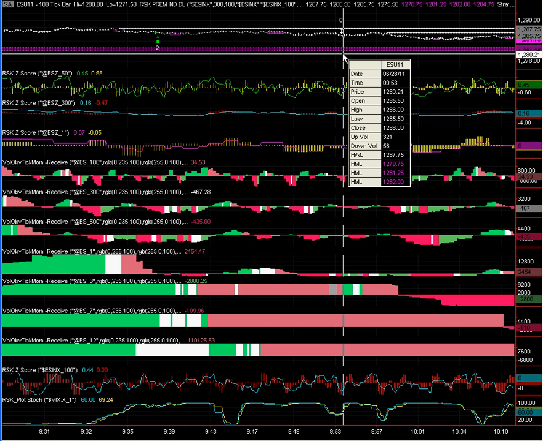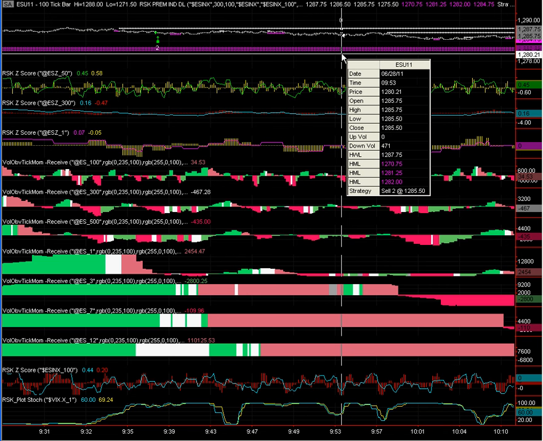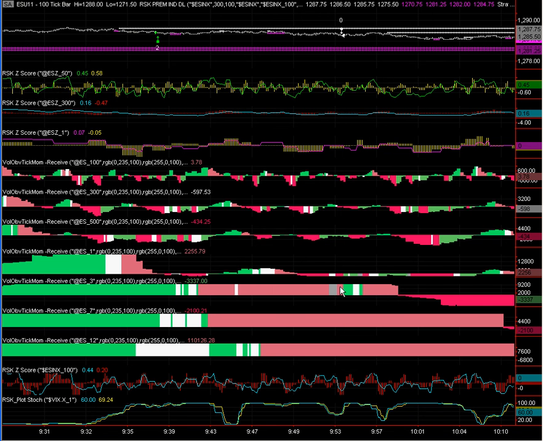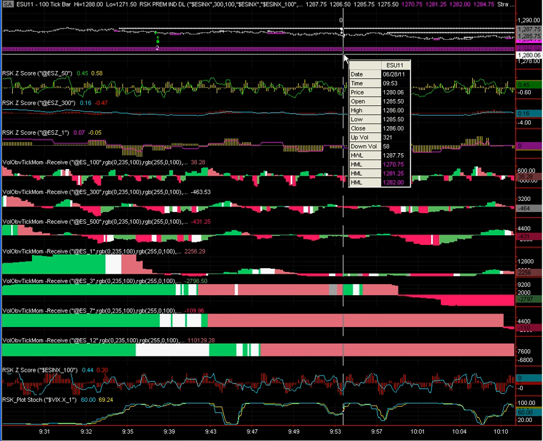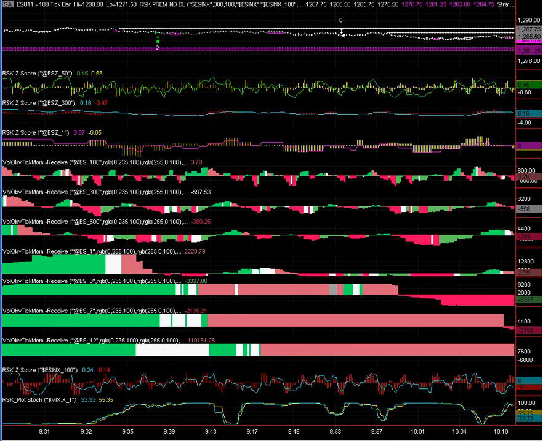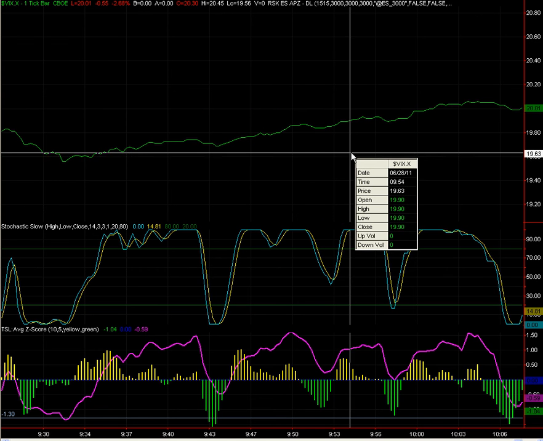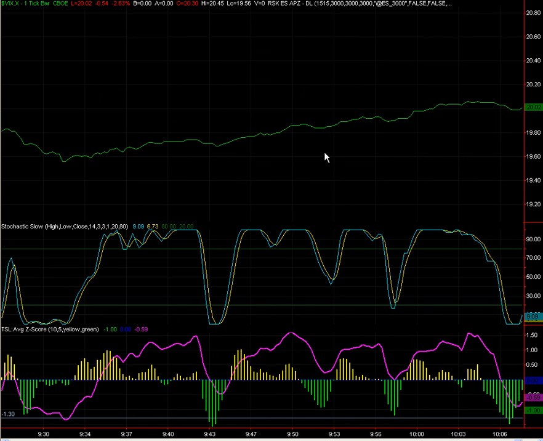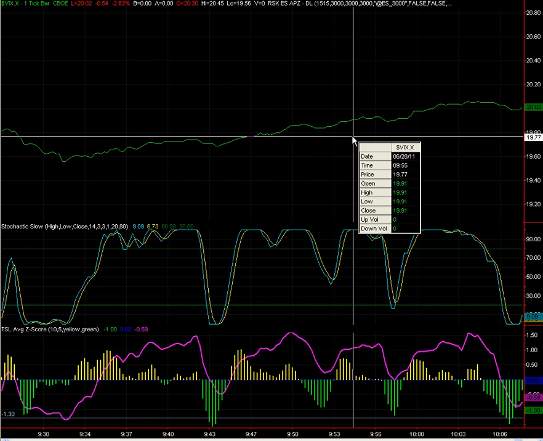Is there anything that might tell us that with regard to the VIX? We're not even going to look at volume right now. 1285.50, that was the low at 9:54. Well, at 9:54, the VIX is still moving up. The z-score hasn't really turned yet. So we may expect that the Spoos will continue to drop at least a little bit.